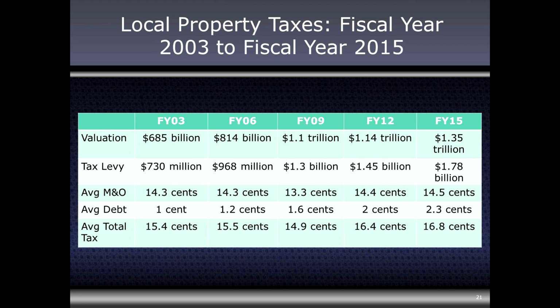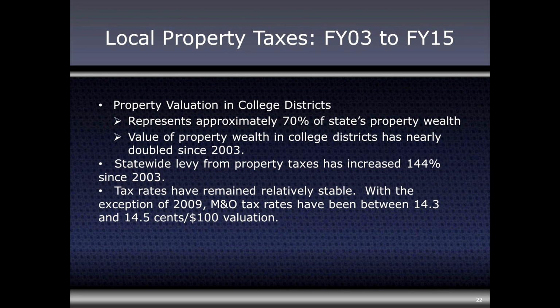So property taxes are another interesting component. This gives you a summary of how the taxable values have really increased. Since 2003, the valuation of property taxes within the taxing districts of community colleges went from $685 billion to $1.35 trillion. You can also see the tax levy for community colleges from $730 million to $1.78 billion right now. And we'll give you some examples of our colleges and the impact of those rates. So this gives you a nice summary, showing that values have increased about 70%.